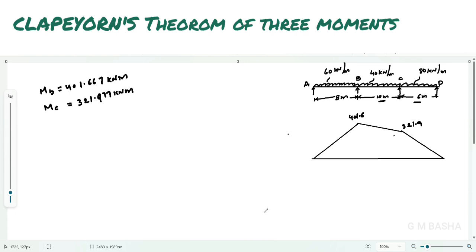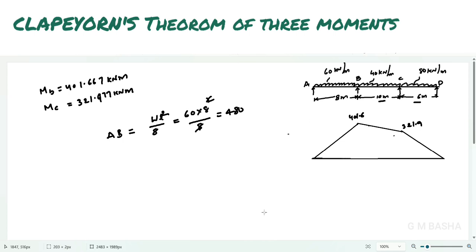Whenever you will get UDL on this span, the shape of the free bending moment diagram will be a parabola, and the ordinate we have to find for AB is equal to WL square by 8. That one will be equal to 60 into 8 square by 8. So 8 sixes are 48, which you will get around 480 kilonewton meter. Okay, so this 480 will be higher than this one. So I will take up to this span B. So you see, I am drawing 480 kilonewton meter upwards.